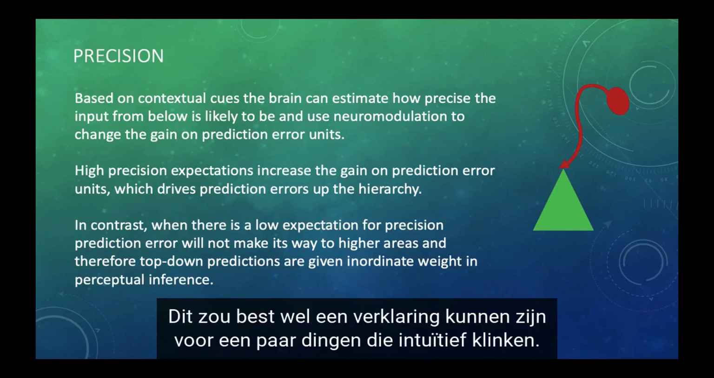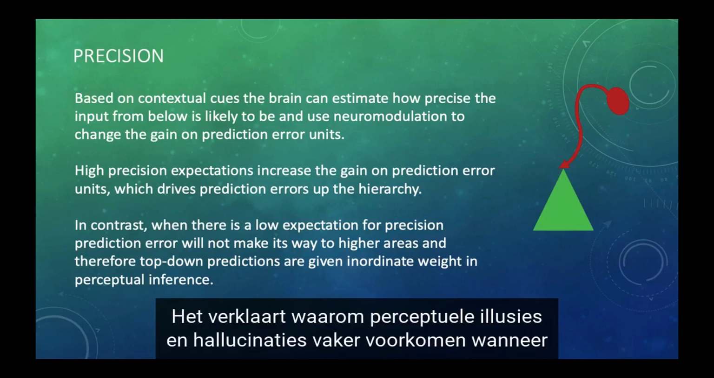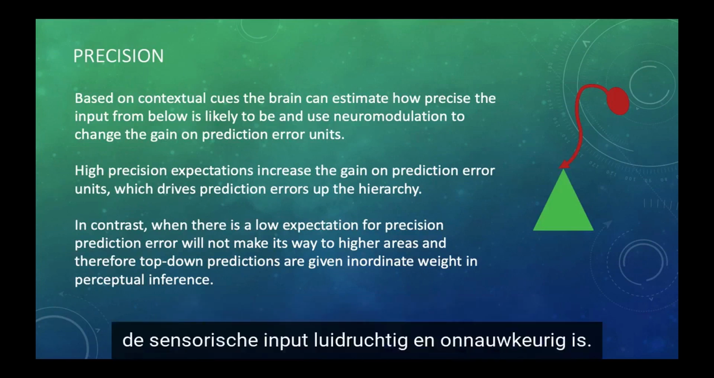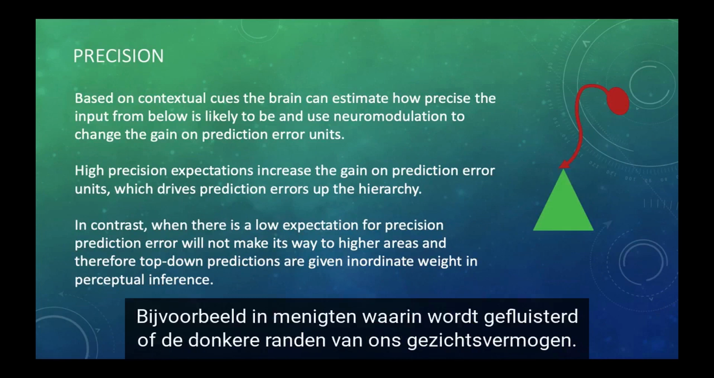And so this can actually explain a few things that sound intuitive. It explains why perceptual illusions and hallucinations are more common when the sensory input is noisy and imprecise. For instance, in whispering crowds or the dark corners of the periphery of our vision.